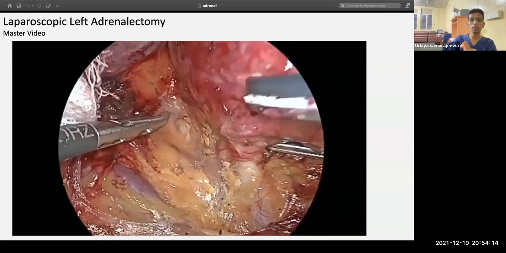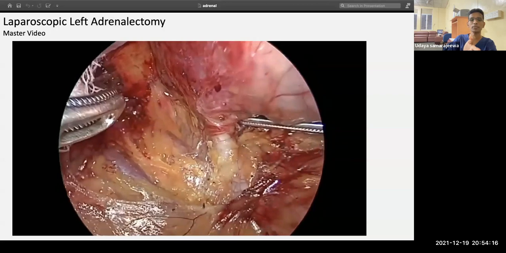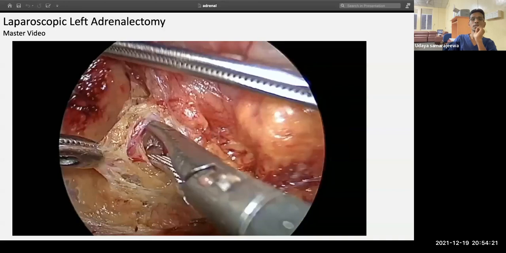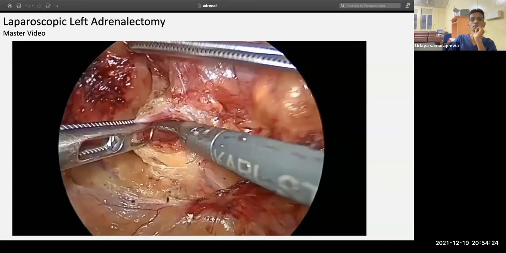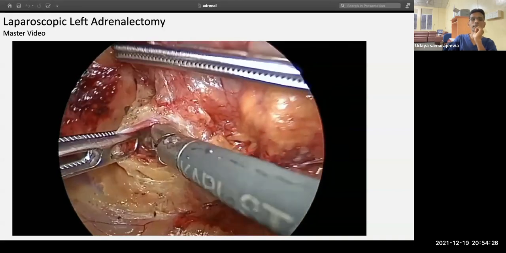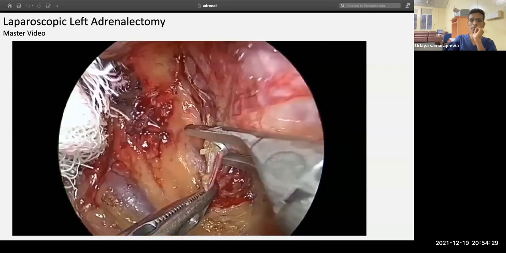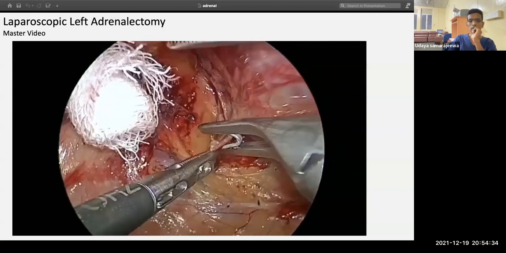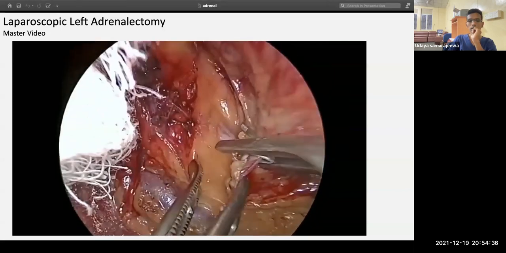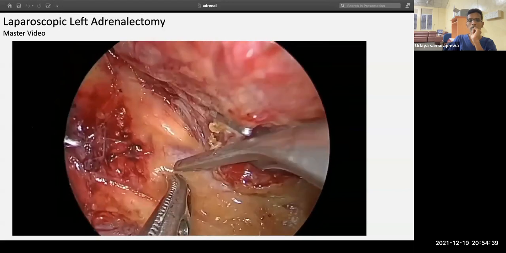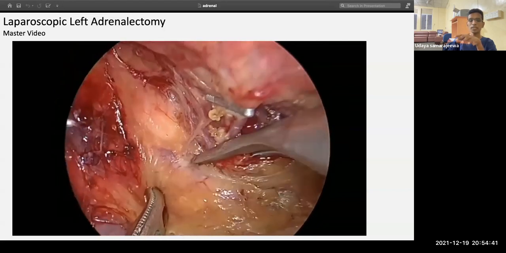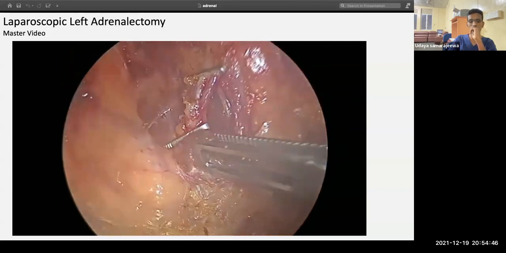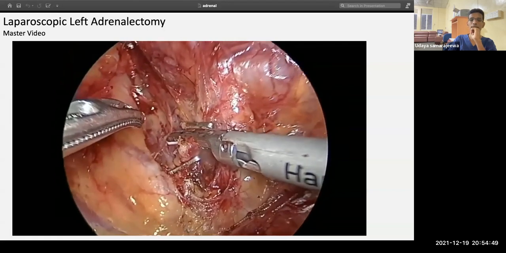Now this is a step I told you about. Now we are dissecting the medial aspect of the gland. You can see the second assistant is actually retracting the gland upwards using an atraumatic grasper. And this is the medial adrenal artery, the middle adrenal artery, sorry. So this is actually a non-functional lesion, so you don't need to worry about finding the adrenal vein in the early stages of your surgery.